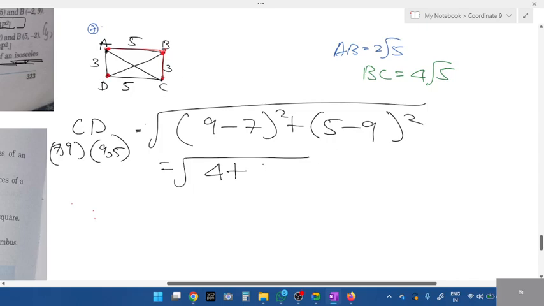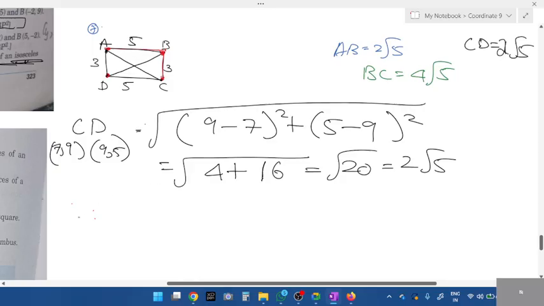4 square is... no minus. Everything will be positive. Remember, there is a square, so it will be positive. 16. Root 20. What is root 20? 2 root 5. Okay, CD is 2 root 5. See, within 2 steps I completed. Do the same. Next, try AD.